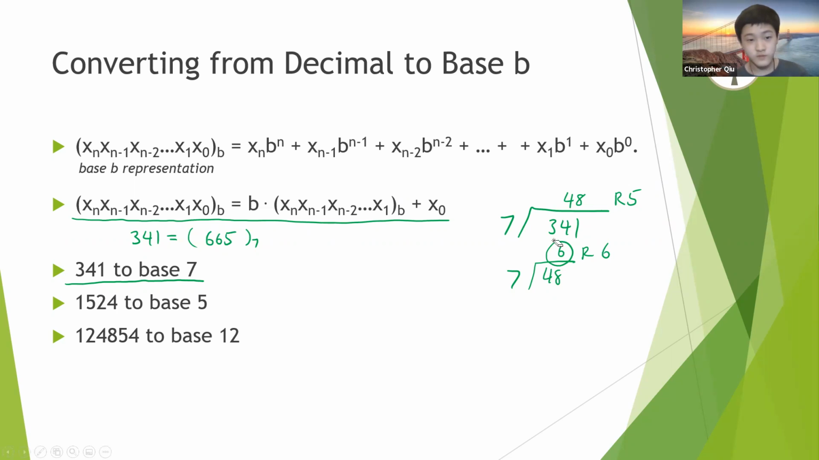And we can quickly confirm this because we can notice that 341 is equal to 343 minus 2, which is equal to 1000 in base 7 minus 2 in base 7. And when you subtract, you can quickly see that this is equal to that. So that's our first conversion.